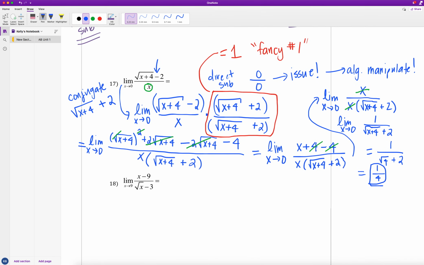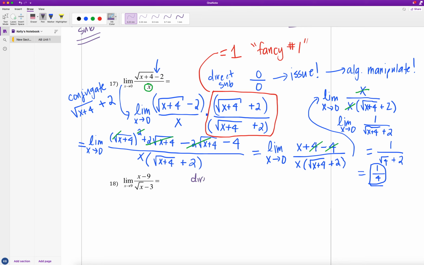Let's look at example 18, I'm sorry. Example 18 says the limit as x approaches 9 of x minus 9 over the square root of x minus 3. What do you guys think? Will a direct substitution work for this problem right away? In this case, a direct substitution is not going to work.